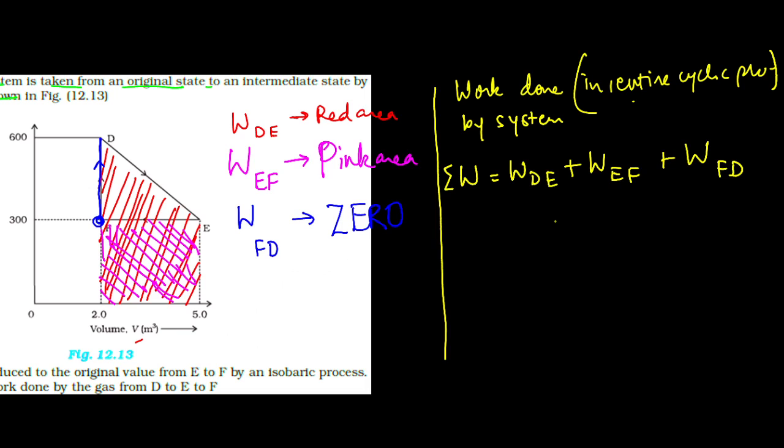Okay, then listen to this carefully. Now the biggest confusion can come here in this concept. WDE, from D to E, volume is increasing or decreasing?